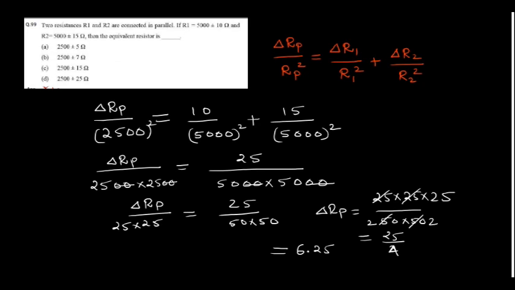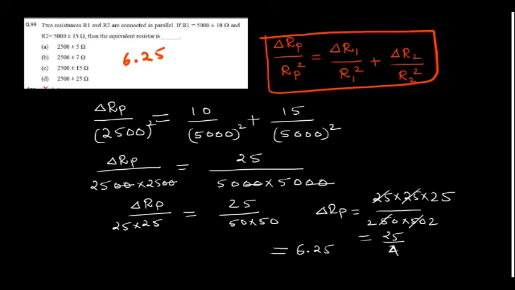Two resistors are connected, and we have to find the equivalent resistance. For that there is an equation. Just put the values. You will get 6.25. But here 6.25 answer is not there. I feel something is wrong with this question.